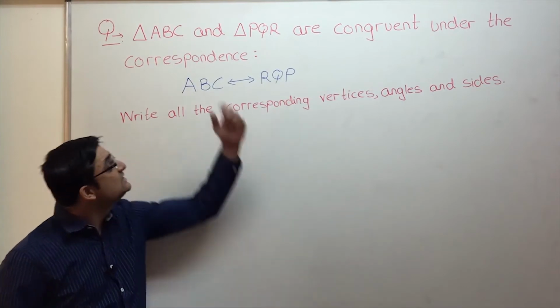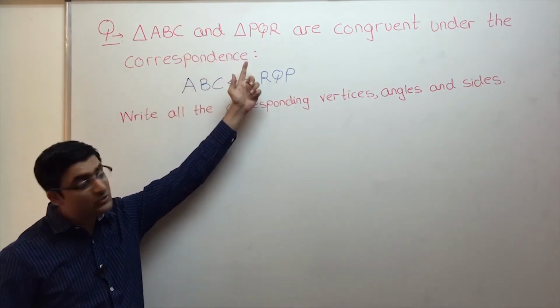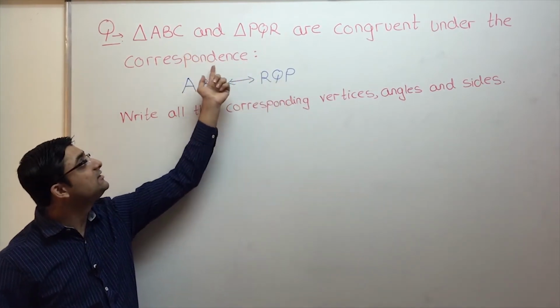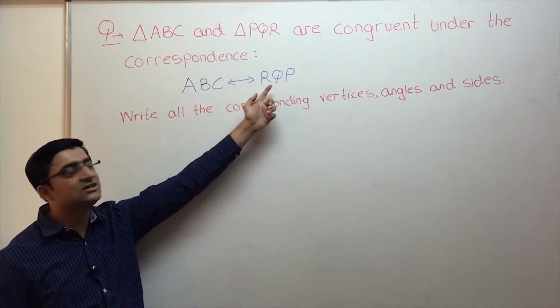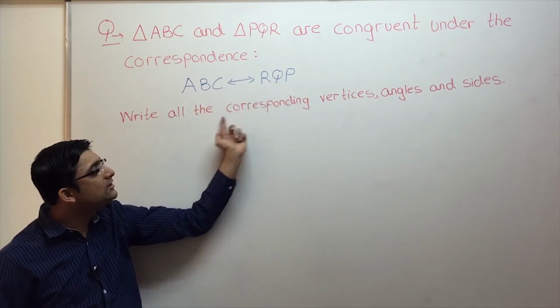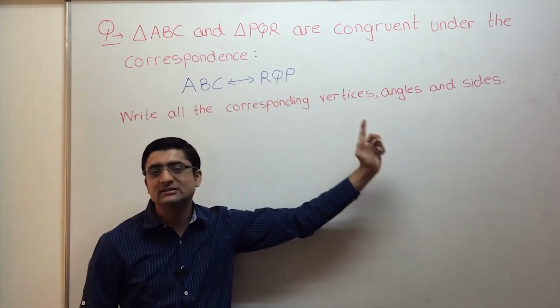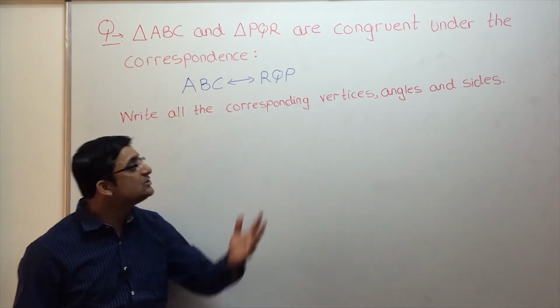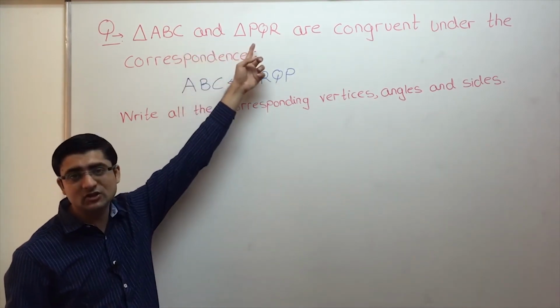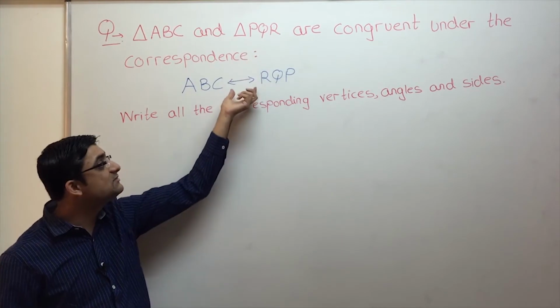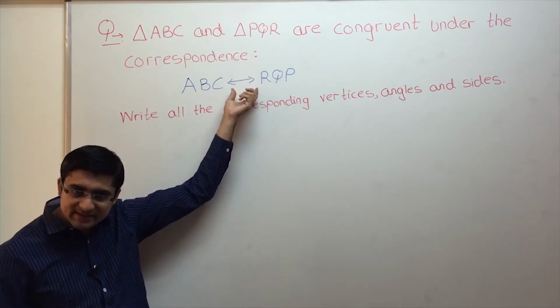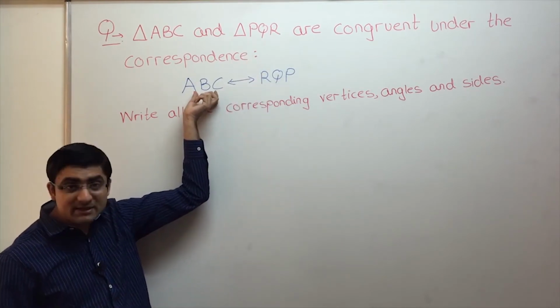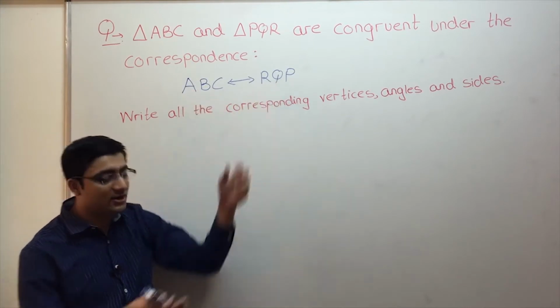So let's read the question. Triangle ABC and triangle PQR are congruent under the correspondence ABC corresponds to RQP. Write all the corresponding vertices, angles and sides. So basically in this question we are given that these two triangles are congruent. What is the corresponding statement? This over here. What this basically means is that triangle ABC is congruent to triangle RQP.